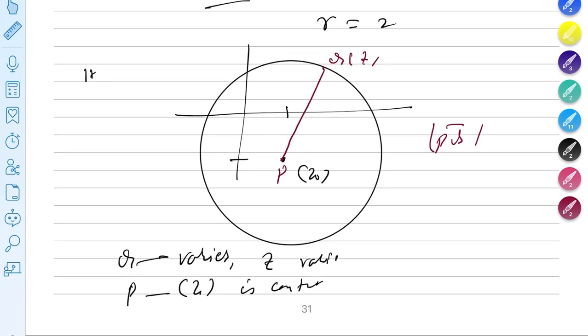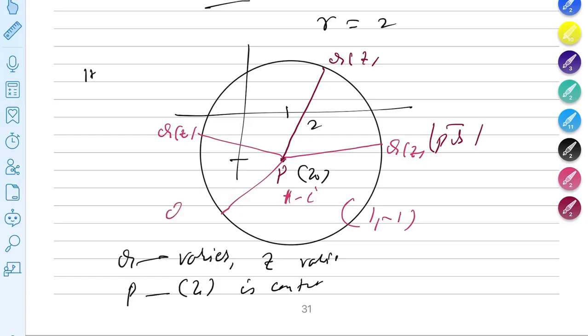So the locus of a point Z is a circle with radius 2 and center Z0, that is 1 comma minus 1. So this always remains the same, and this point Q is varying.